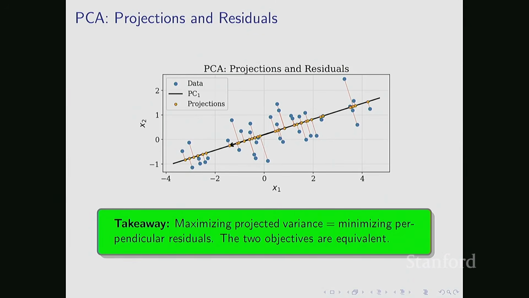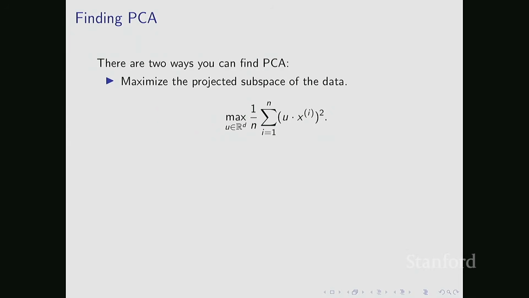Okay? Let me be more concrete. So we can maximize the projected variance of the data. In this case, we sweep over every u, we look over all of the data, we dot it into x_i, square it, and we try and maximize that quantity.